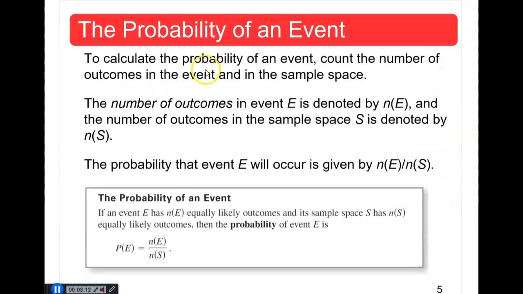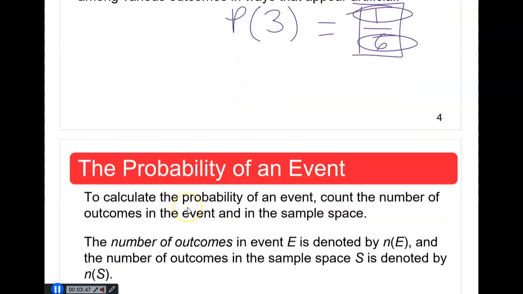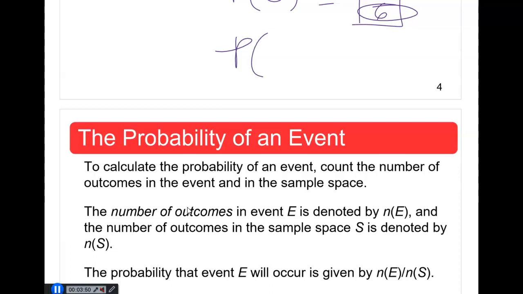To calculate the probability of an event, count the number of outcomes in the event and in the sample space. So going back to the previous slide, if the question was, what is the probability that the six-sided die lands on a 3, then it will be 1 over 6, because there is only one way to land on a 3, and the total number of outcomes is 6. So there's one way to get a 3 and 6 in total. If the question was the probability of getting a 2, it will also be 1 over 6.